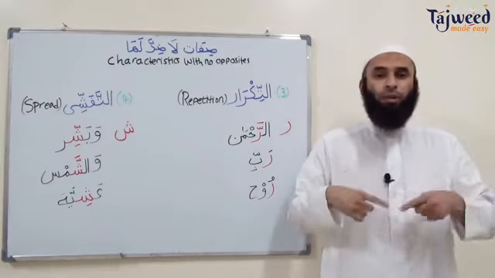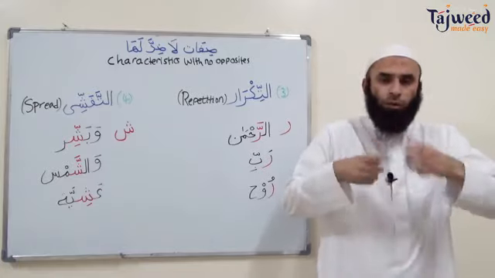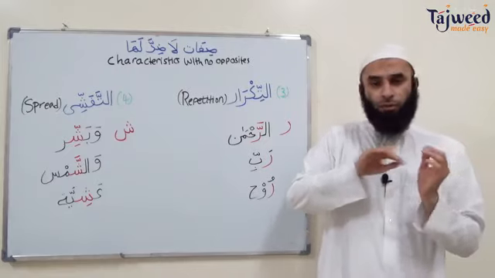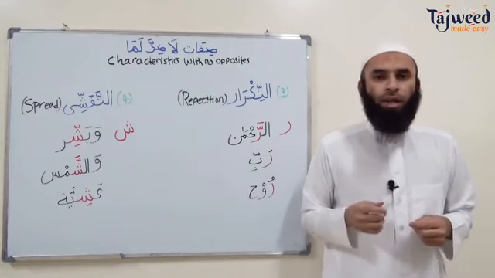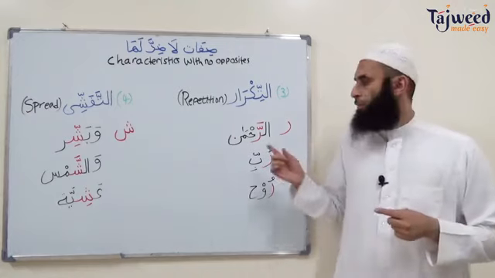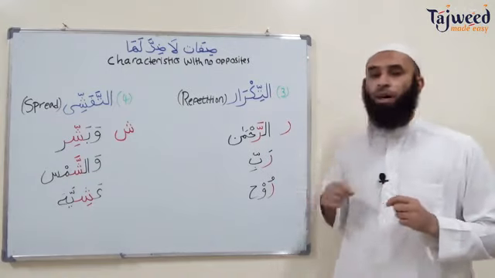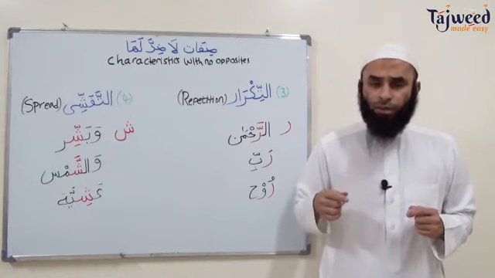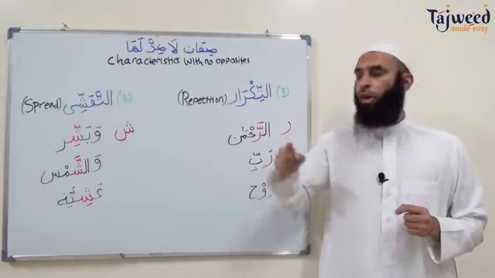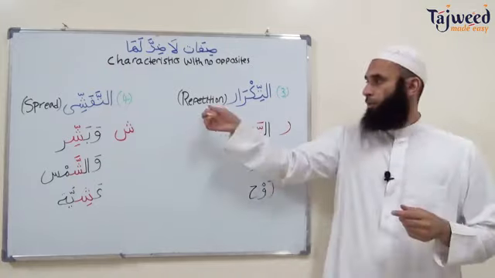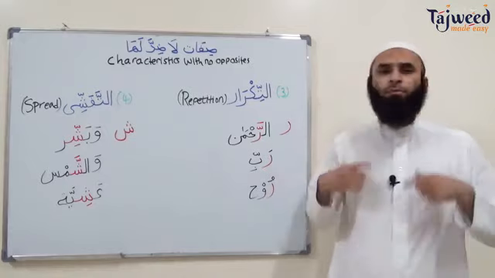So with ra, due to its difficult articulation point, it's very easy to roll the ra or to repeat the ra. We should avoid this repetition or rolling of the ra. So what does this mean? If I say ar-Rahman, I'm pronouncing the ra with one ra. But if I say ar-Rrrahman, ar-Rrrahim, for example, I'm producing multiple ra's. I'm doing the repetition. So we're told to avoid repetition of the ra. Repetition just means multiple ra's.